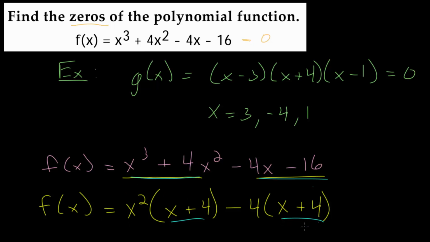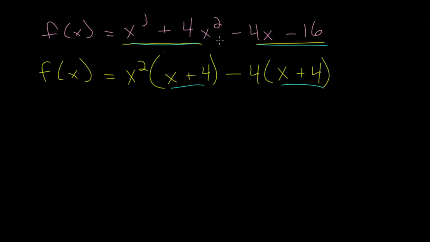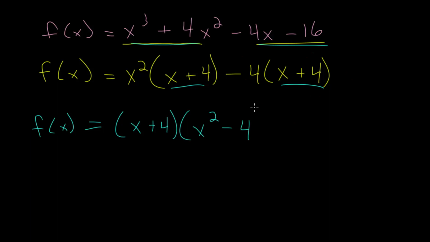Now from here, we can further factor this by factoring out this x plus 4, since each of these terms has x plus 4 in common. So when we factor that out from each of these, for this term on the left, we are left with an x squared, and for the term on the right, we're left with a -4. And at this point, we can see if we can factor any further, and it looks like we can, because this is a difference of 2 squares.